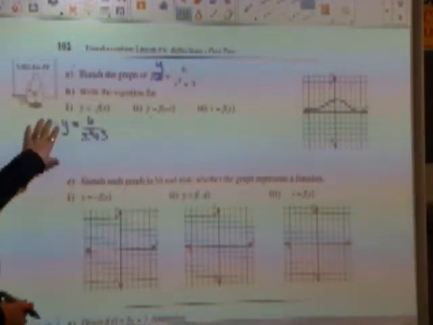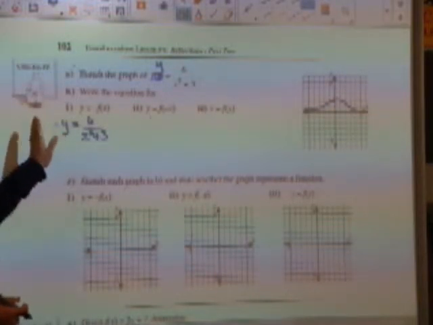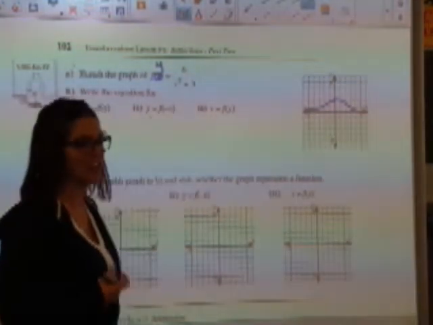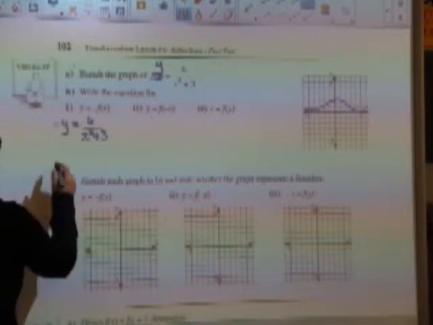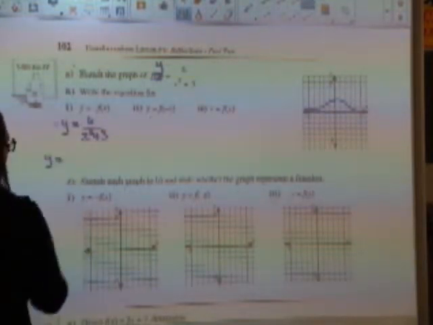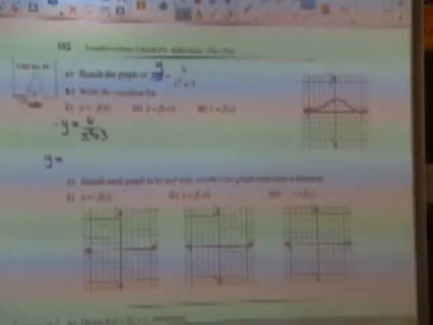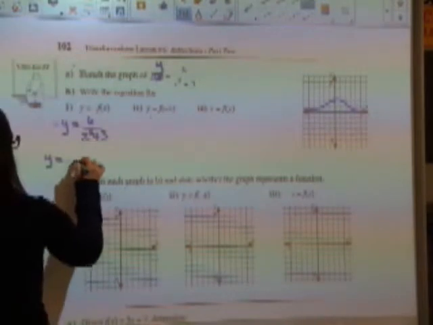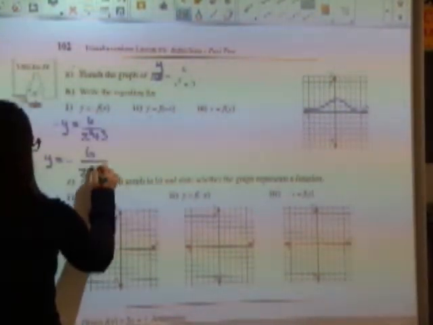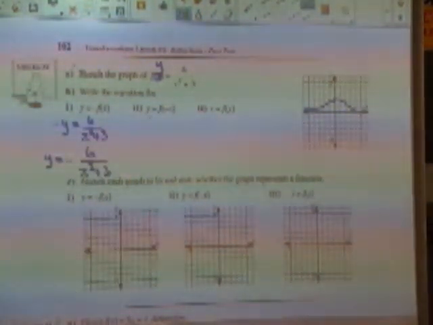To make y positive, I multiply it by a negative 1, which means I multiply the entire other side by negative 1. So when I multiply the other side by negative 1, I would get negative 6 over x squared plus 3. And I bring the negative to the outside, or to the front.